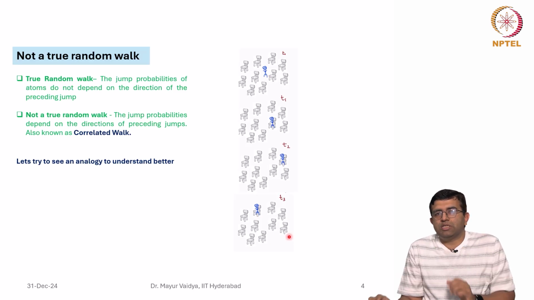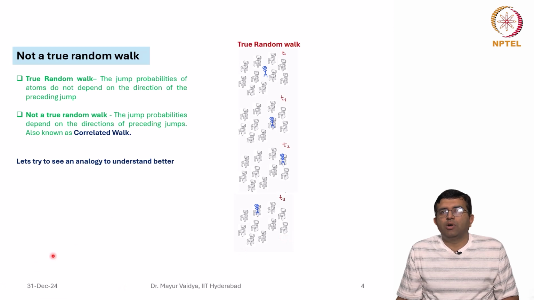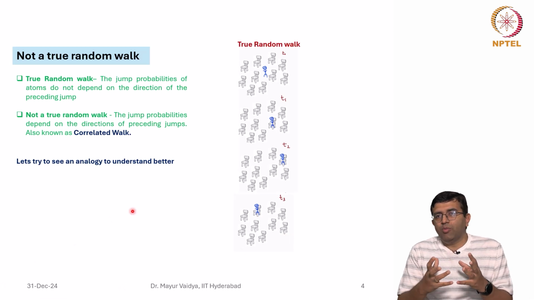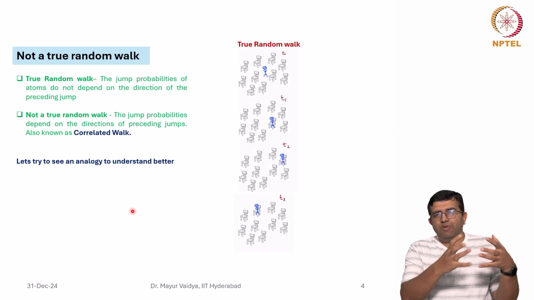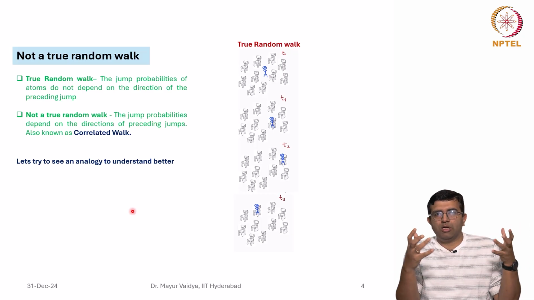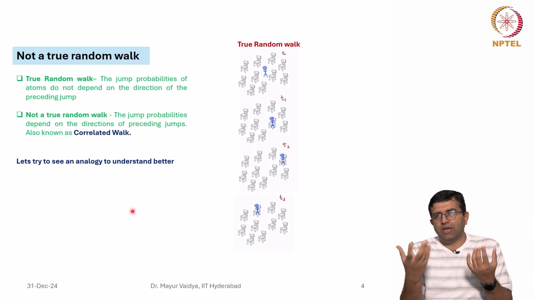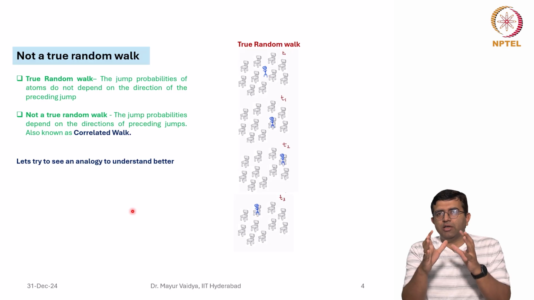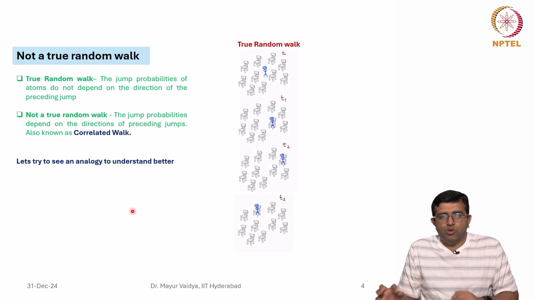This is what is known as a true random motion or true random walk. Of course, when we talk about atoms, we are talking about a very large number of sites and a very large number of atoms. But here it's just an analogy to show.